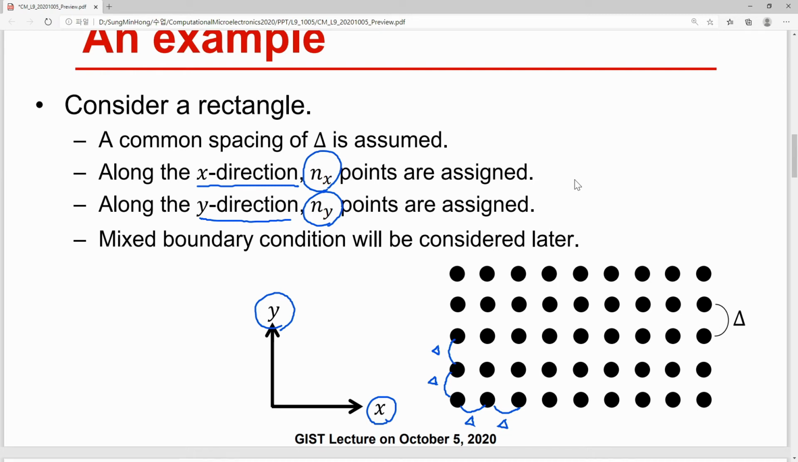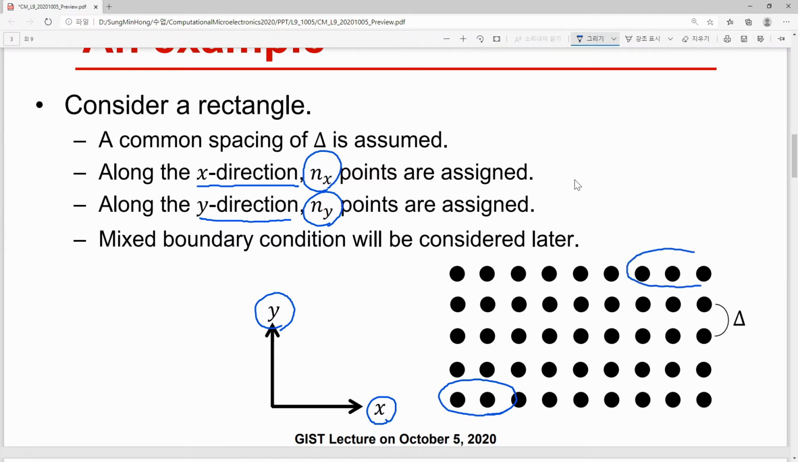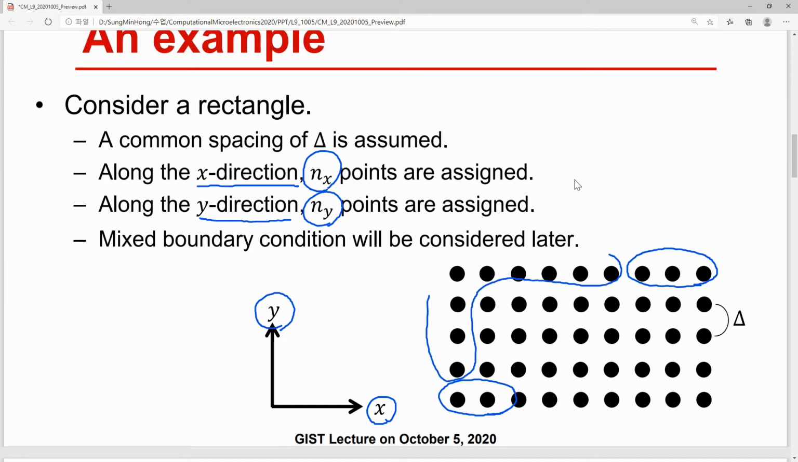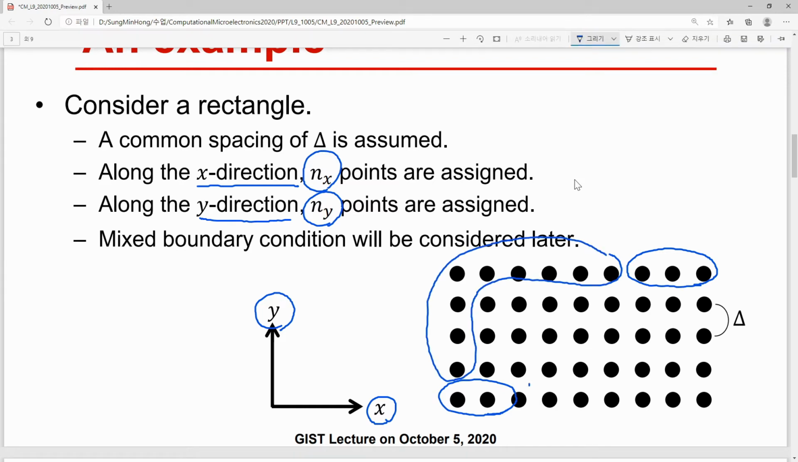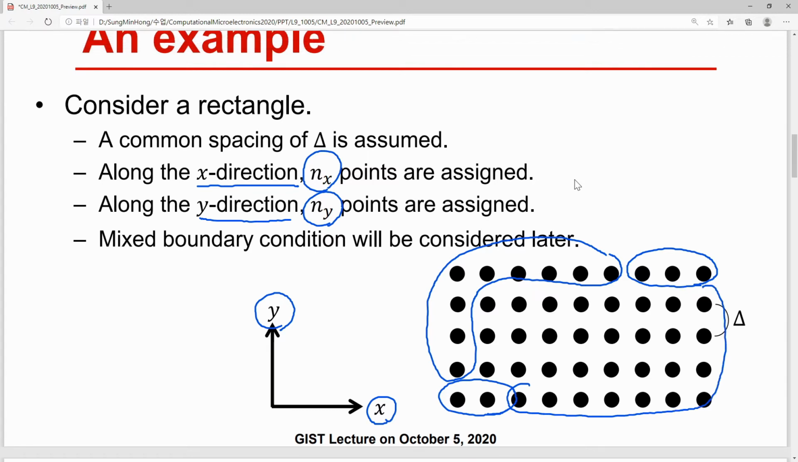And mixed boundary condition will be considered later. It means that in this box, some of them can be specified with Dirichlet boundary condition, and for others, we apply homogeneous Neumann boundary condition. That is the mixed boundary condition considered in this work.